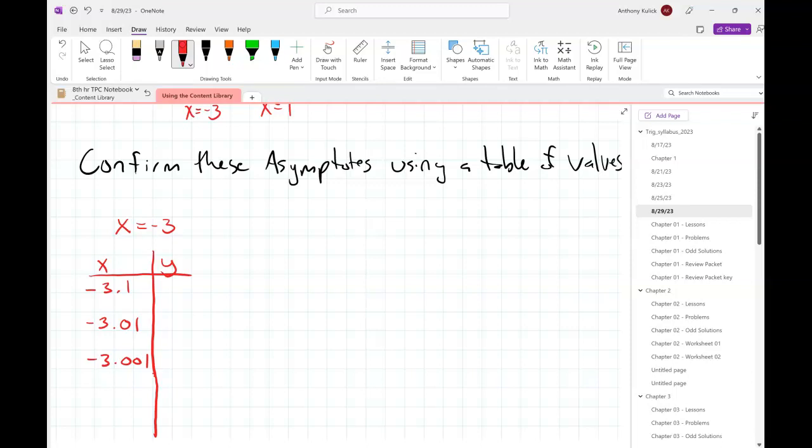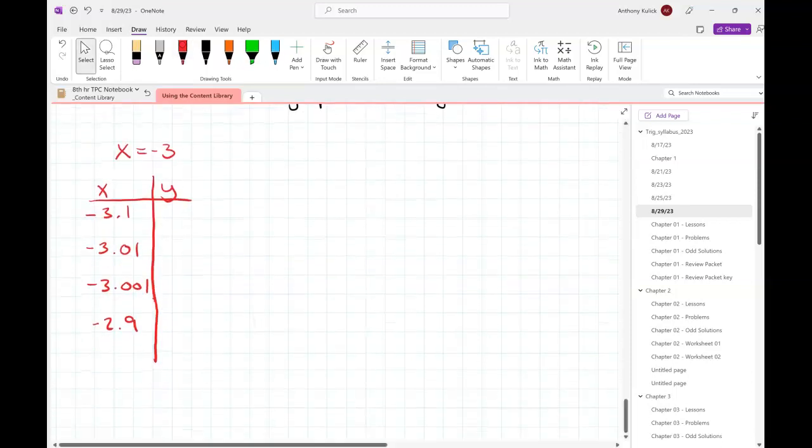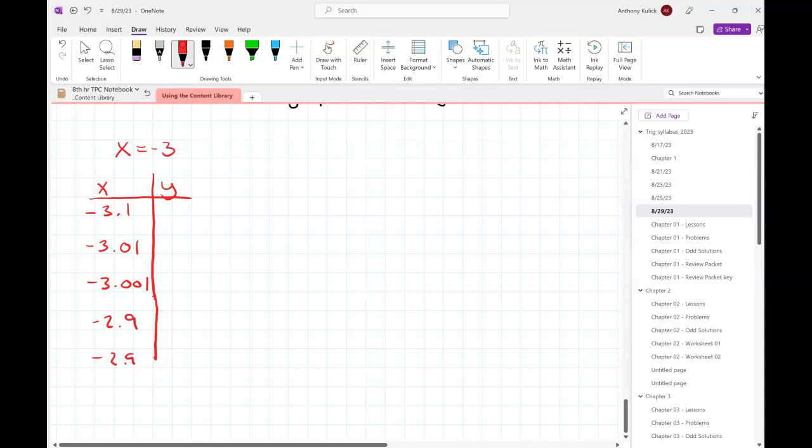Now I'm going to look at the other side of -3. So I'm going to start with numbers that are bigger than -3 and get closer and closer to -3. So maybe I'll start with -2.9, and then we'll do -2.99 and -2.999.